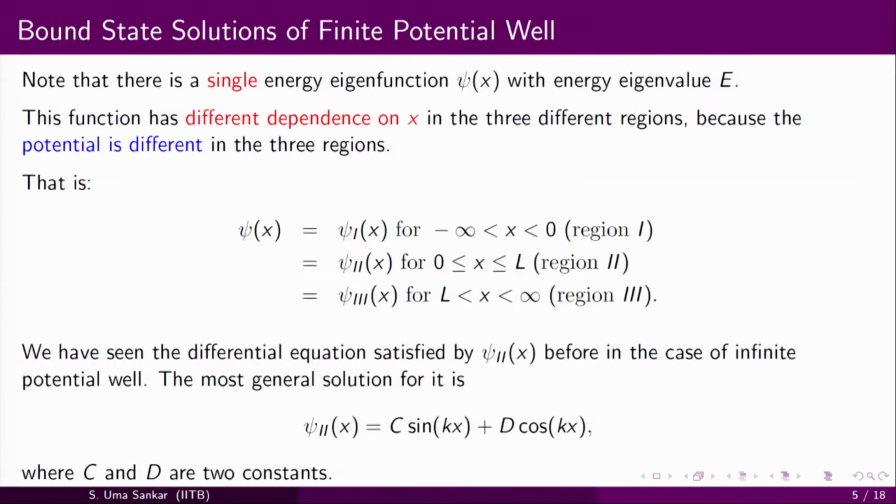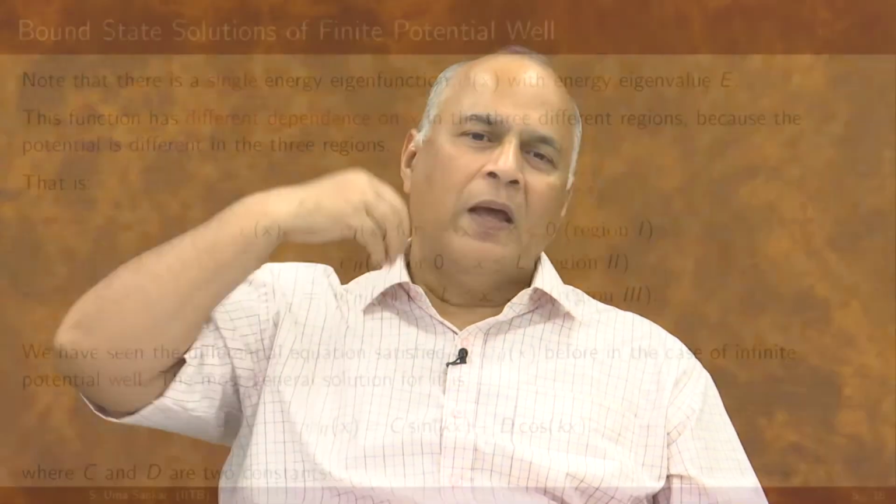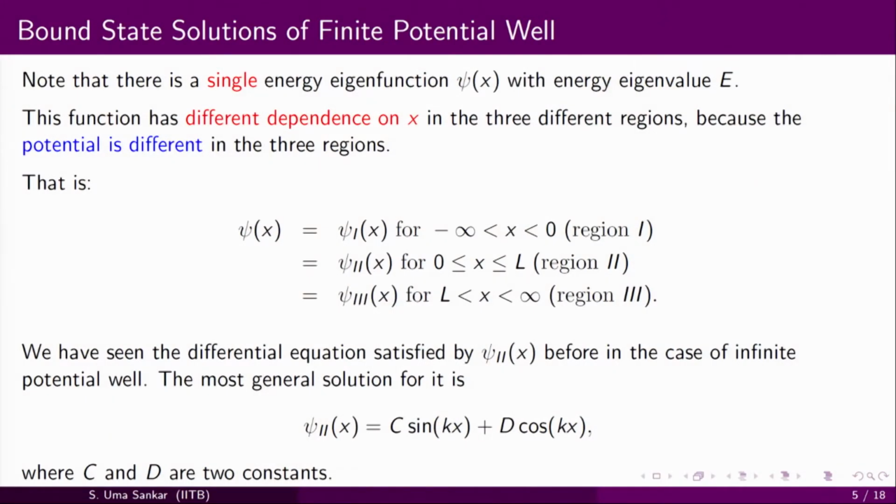square. Let me remind you that strictly speaking there is one single wave function, but in region 1 it has some dependence on x which we call psi 1 x. In region 2 it has some other dependence on x which I call psi 2 x, and in region 3 it has some third dependence on x and I call that psi 3 x. But there is one wave function for the whole problem, we have to keep that in mind. We first look at psi 2.